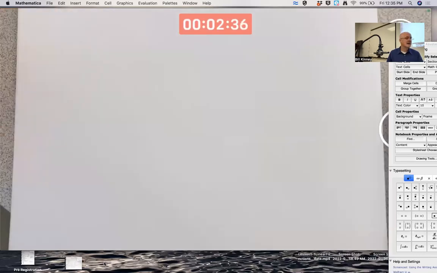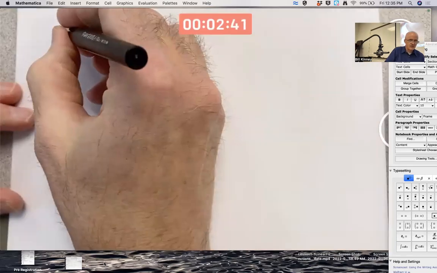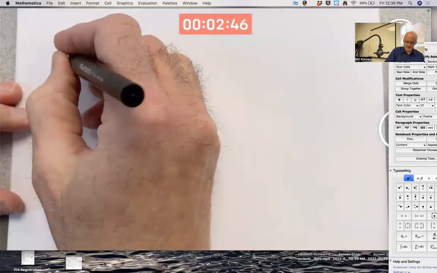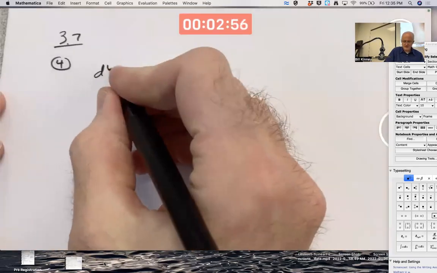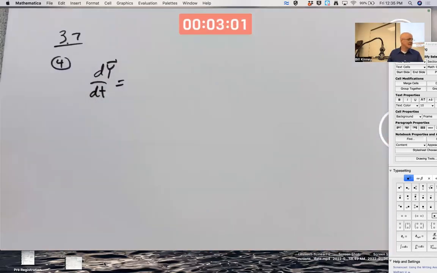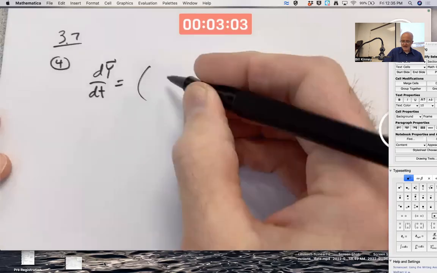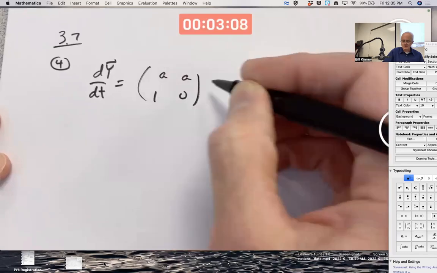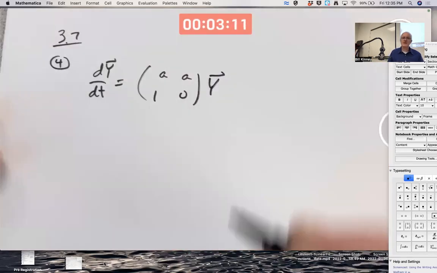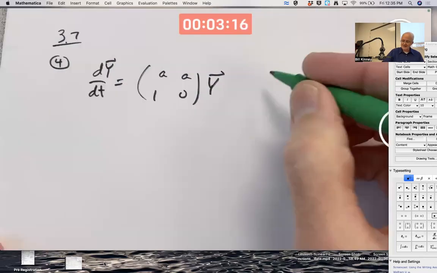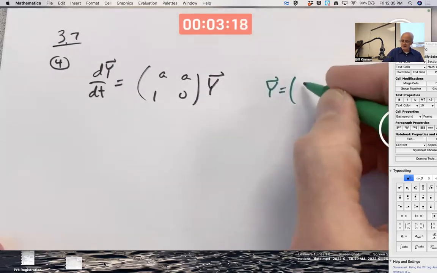Let's do a full bifurcation analysis of a linear system. So this is going to be section 3.7. We're going to work on number 4 together. So the linear system in question, written in vector form, is the vector y dt equals the matrix capital A has entries little a, 1 and 0. And that gets multiplied by the vector y. Of course, as always, the vector y has components little x, little y.